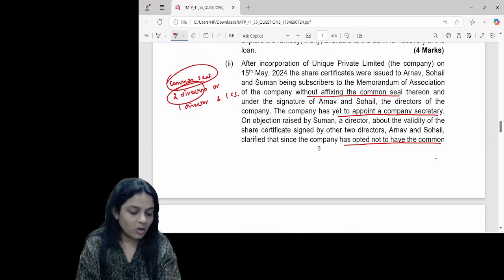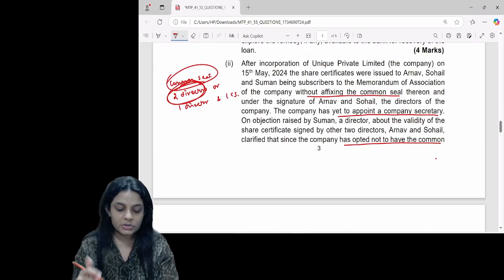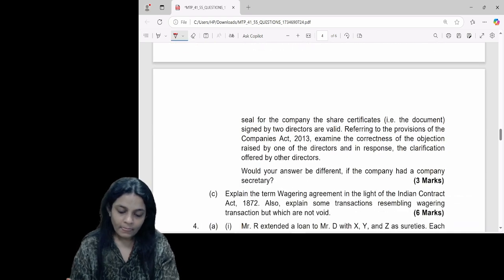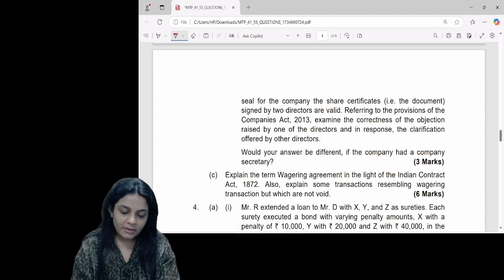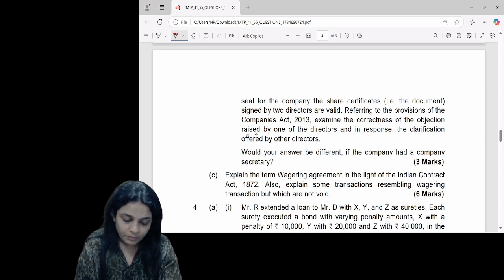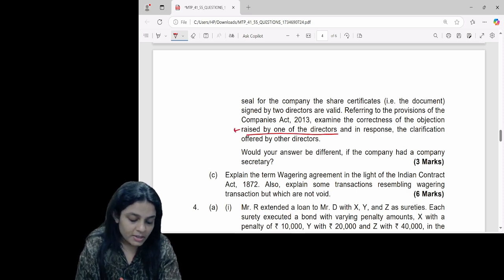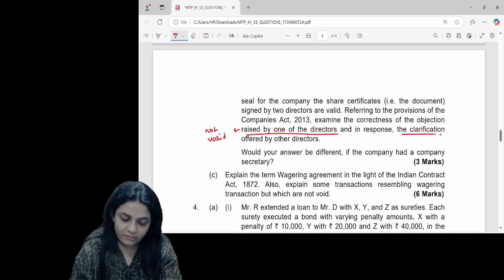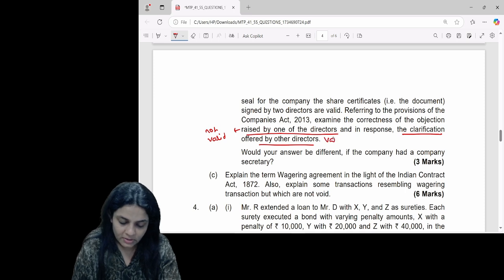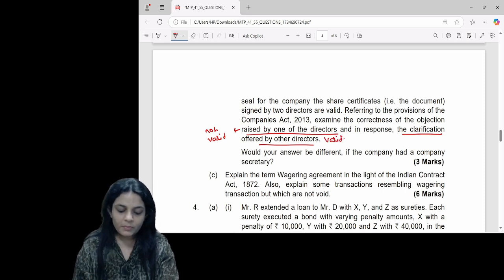So if I don't have the common seal, who will sign it? 2 directors. So is it valid? Yes. Referring to the provision, examine the correctness of the objection raised by one of the directors and the clarification given in response. So this objection raised by one of the directors is not valid and the clarification given by the other directors is absolutely valid.